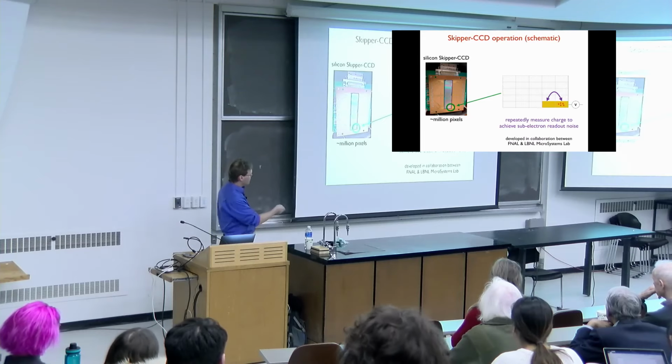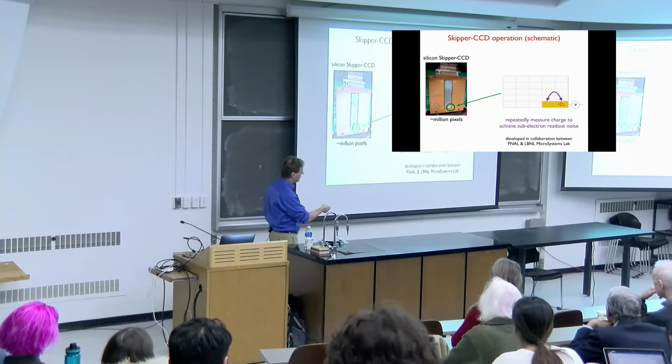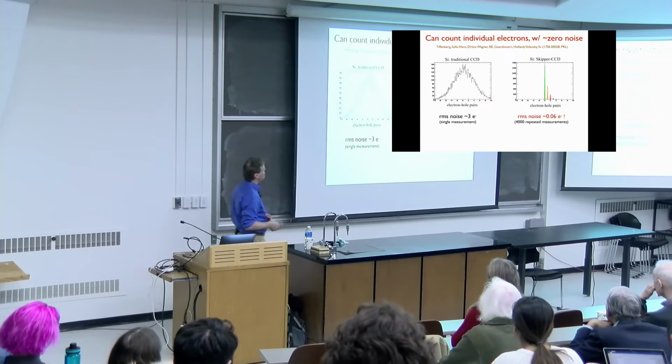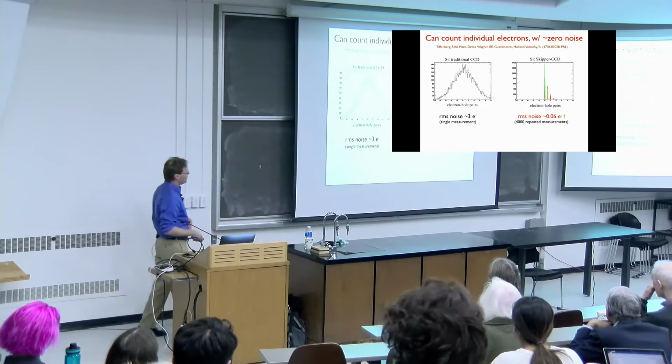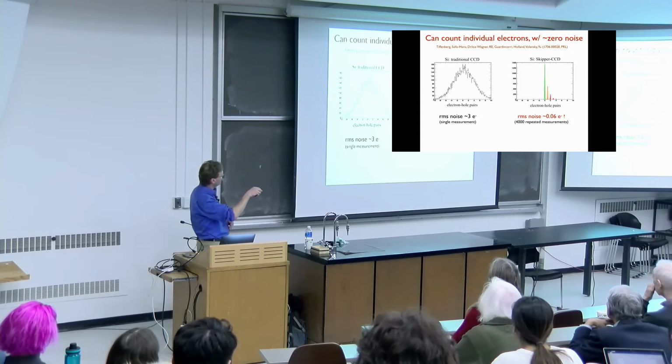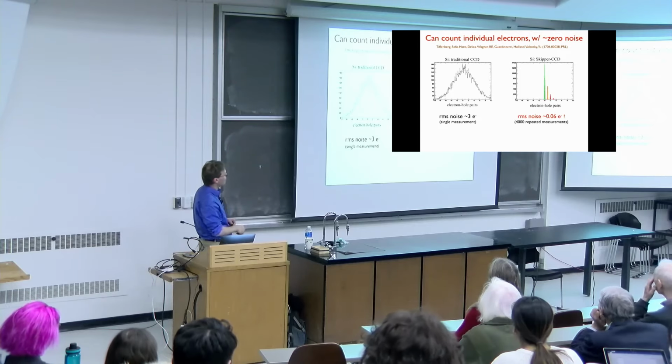These were developed by Fermilab in collaboration with Lawrence Berkeley National Lab, the Microsystems Lab there. They were demonstrated in 2017, and what they allow you to do is count the number of electrons precisely in each pixel with essentially no noise.